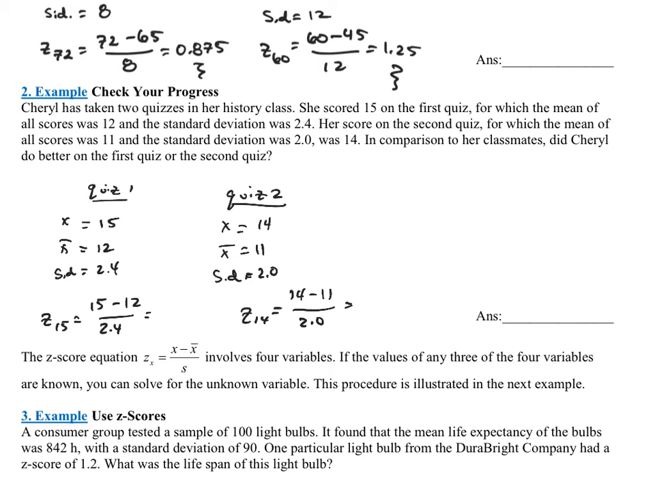For the first one, I'm getting a z-score of 1.25. For the second quiz, I'm getting a z-score of 1.5. Again, 1.25 means I'm 1 1/4 standard deviations to the right of the mean. 1.5 means I'm 1 1/2 standard deviations to the right of the mean. The goal would be to be further to the right. So the z-score of 1.5 would be the highest. That means quiz 2 would be the quiz that she did better on compared to everyone else. Quiz 1 she got a better score on. Quiz 2 she did better on compared to everyone else.